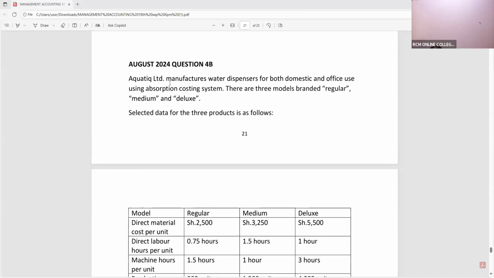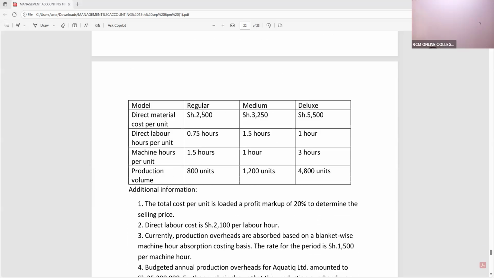Aquatic Limited manufactures water dispensers for both domestic and office use using an absorption costing system. There are 3 models branding: regular, medium, and deluxe. Selected data for the 3 products is as follows. So we have our model, direct materials, direct labor hours per unit, machine hours per unit. Then we have our production volume.